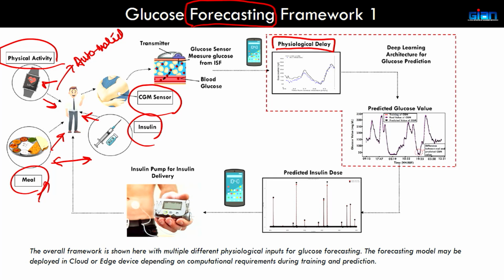So that is why you have to forecast the glucose level in advance to preempt the physiological delay and ensure that the forecast is correct, because based on this forecast insulin dose will be given, and based on the insulin dose glucose control happens.